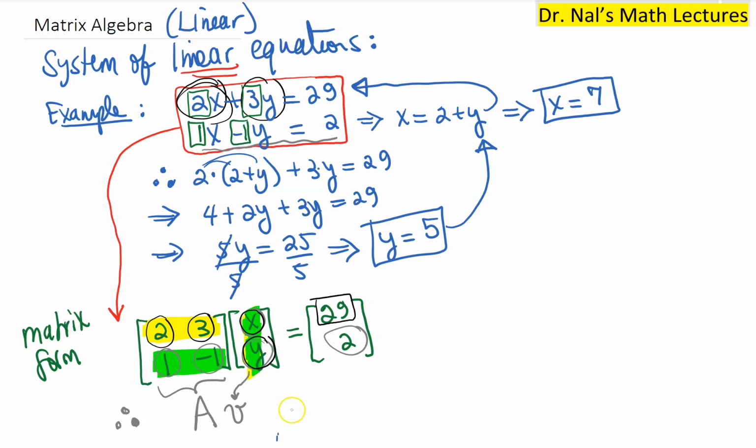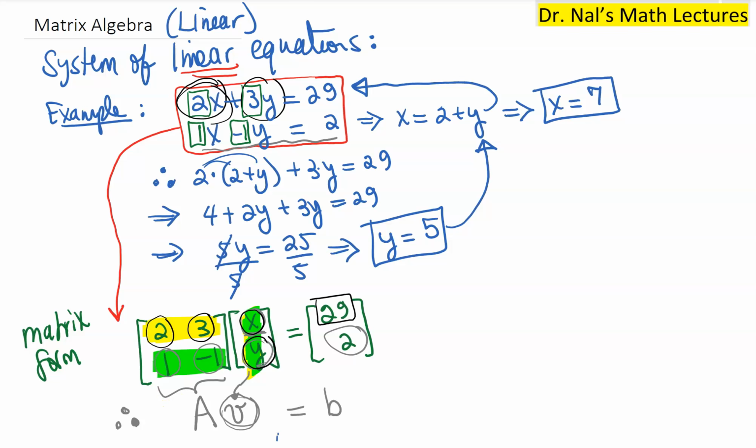So A times V is equal to, on the right hand side, we have another vector which I can represent as B if you want. So if you want to find the value of V, that vector V whose components are x and y, all you need is to multiply both sides of this matrix operation by the inverse of A, on the left hand side, to be honest. Alright, so what it does is the following.